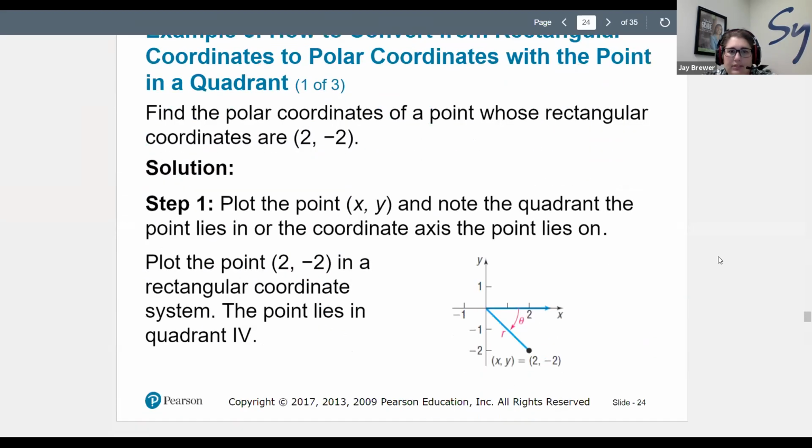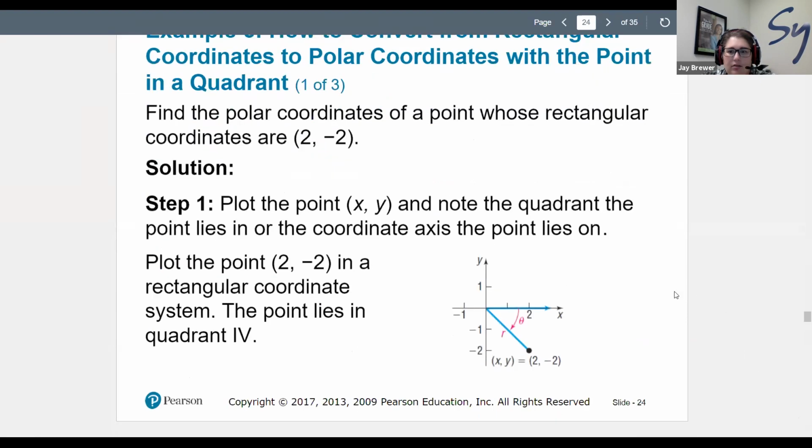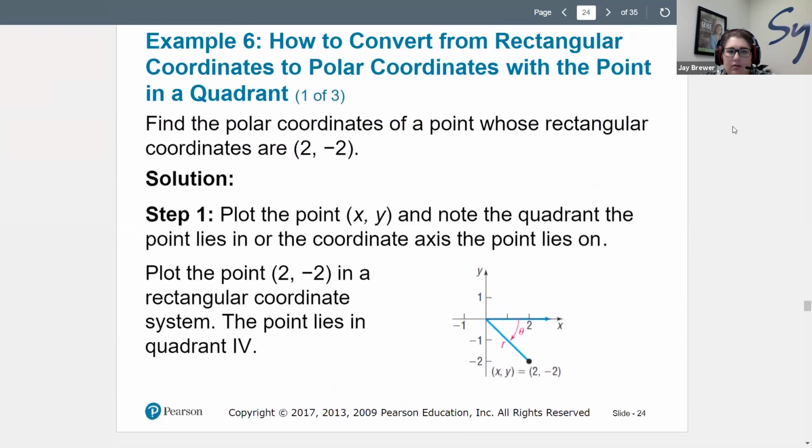All right, so for example 6, we're looking at converting from a rectangular coordinate to a polar coordinate. And now we're looking at a point that's actually in one of the quadrants. So the point they give us is (2, -2). Okay, so if we draw that, you can see that it's going to land in quadrant 4.